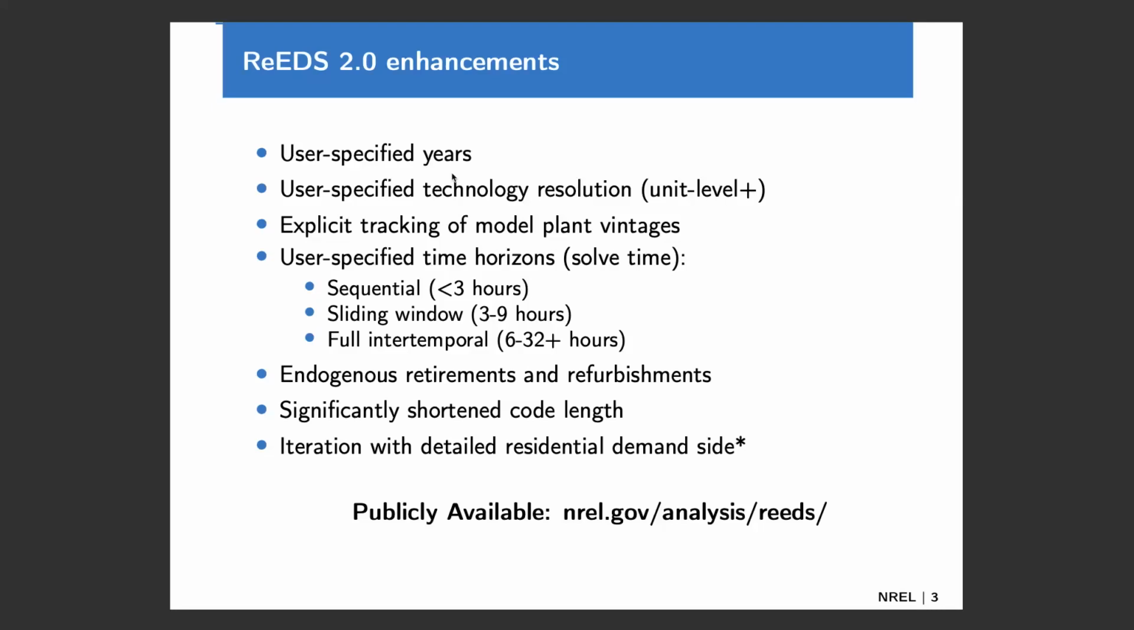We've added this capability of endogenous retirements and refurbishments, and in the 2020 version, we'll be refining that a little bit, and then we significantly shortened code length. And I put this iteration with detailed residential demand side. I put an asterisk on this.